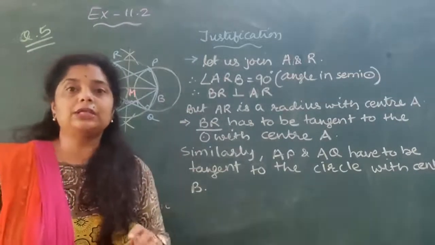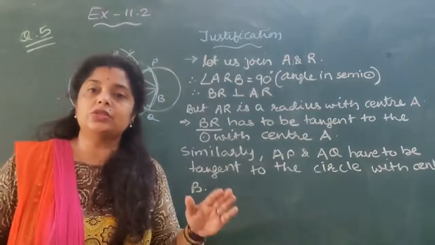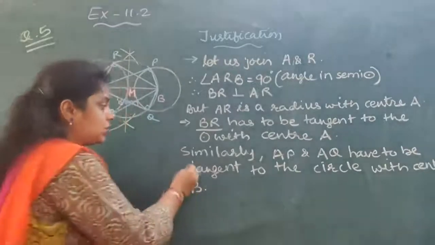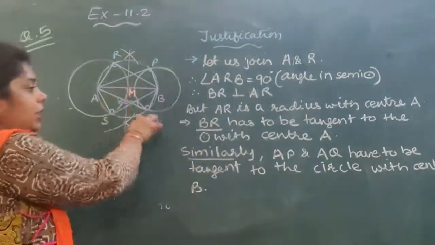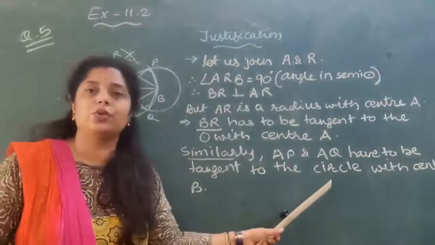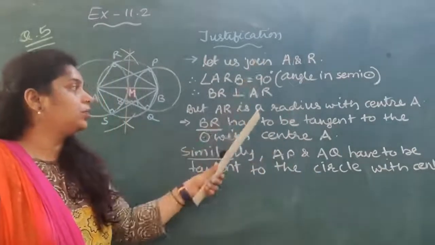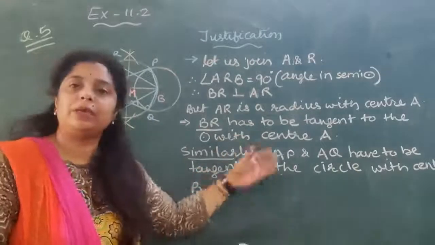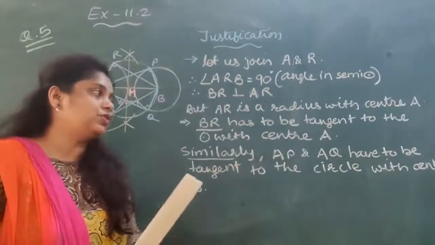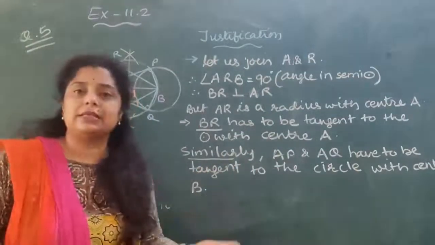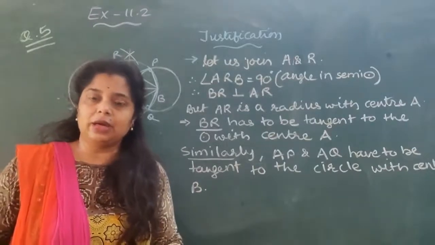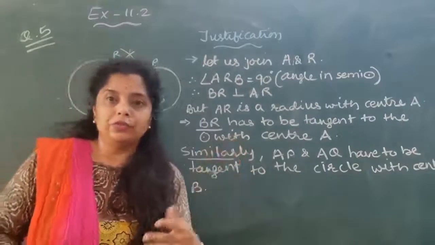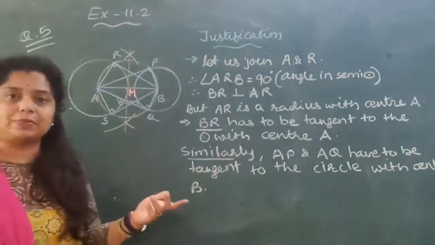For your knowledge I elaborated it, but it is not necessary that you mention each and every point. Just one portion of explanation is enough. Then you can write, similarly AP and AQ have to be tangents to the circle with center B. Is it clear? I hope you got this concept and steps. If you want, I can repeat the steps again.